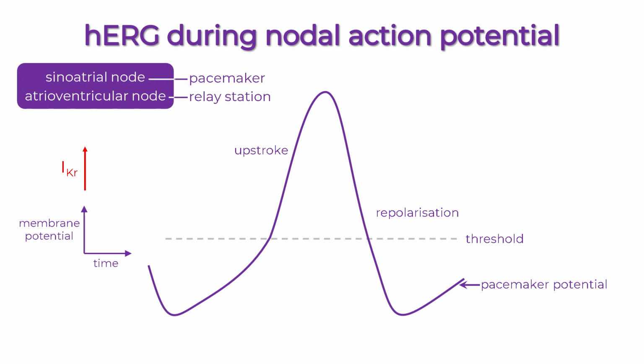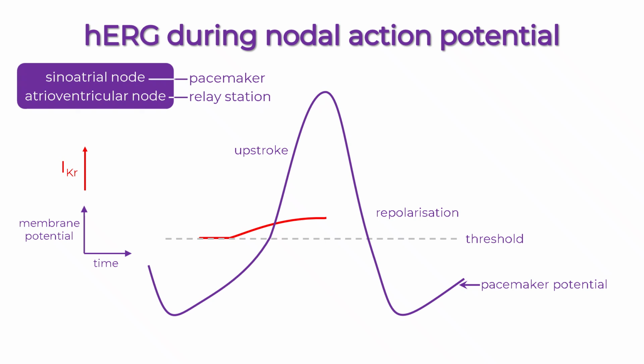Nodal cells lack the strong inward rectifier potassium current that stabilizes resting potential in ventricular muscle. So repolarization depends heavily on IKR. During the nodal action potential, hERG channels activate slowly as the membrane depolarizes and inactivate rapidly, much like in muscle cells.